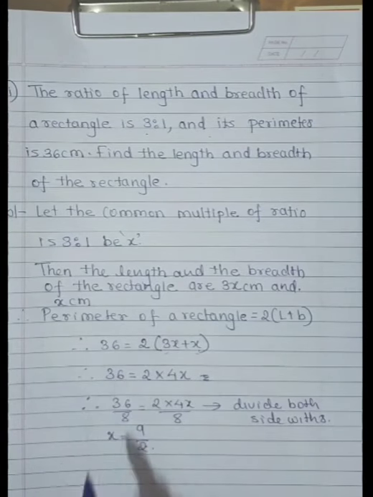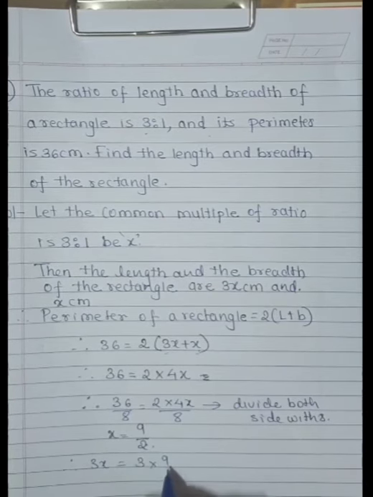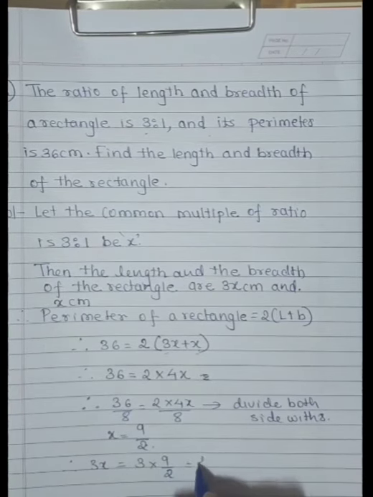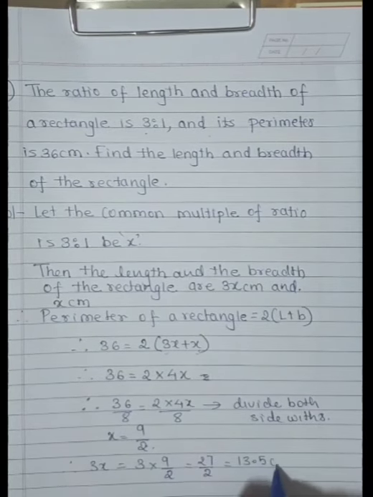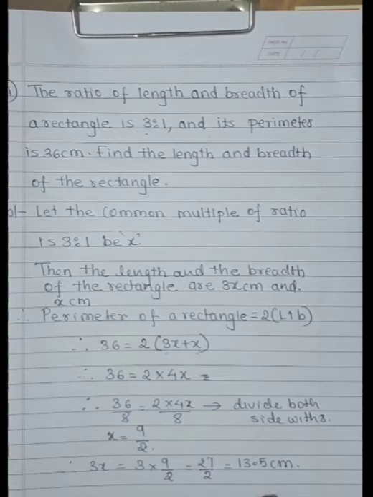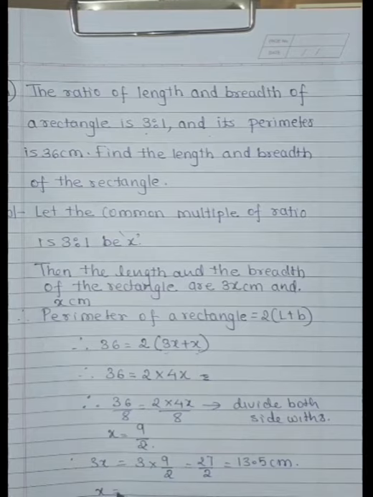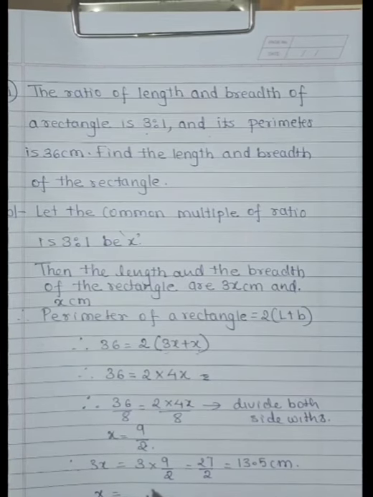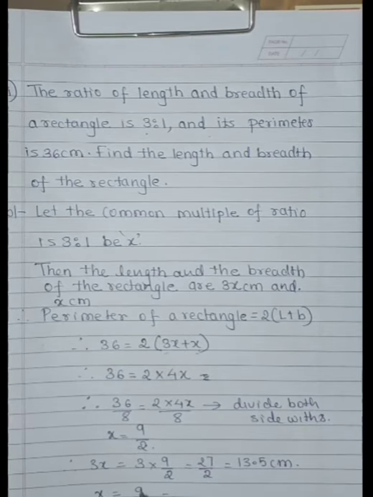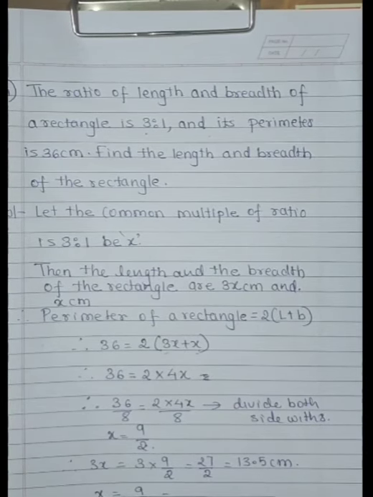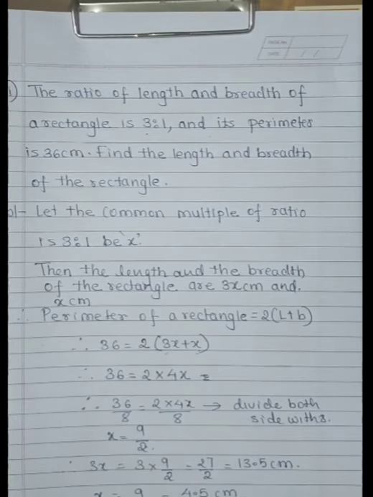Now what was given, 3x. Therefore 3x equal to 3 into 9 upon 2. Then we'll get 27 upon 2, that is nothing but 13.5 centimeter. Now next is x. So we'll take x is equal to 9 upon 2. When we divide 9 by 2, we'll get 4.5 centimeter.